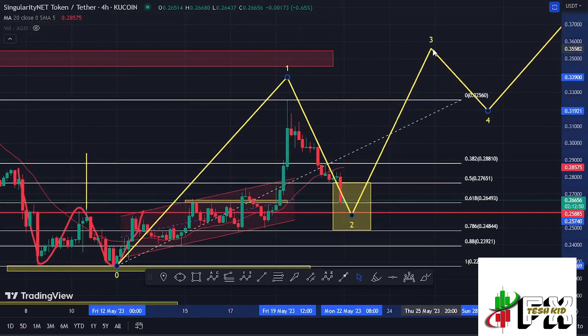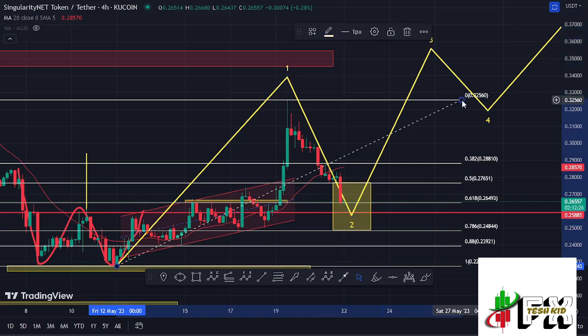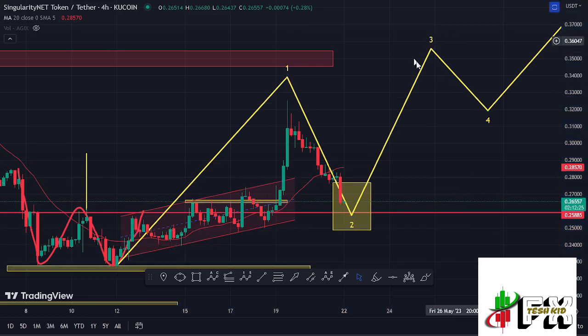And in case we see a reaction of this golden pocket between the fib level 0.5 and the fib level 0.618, there are chances that we are going to start gearing up, and the moment we manage to break above the wave 1 high once more at around the $0.3256 mark, that would be enough confirmation of the start of the formation of this wave 3.